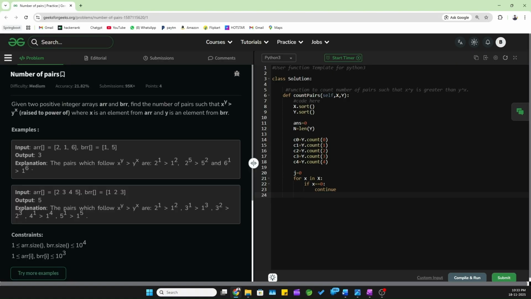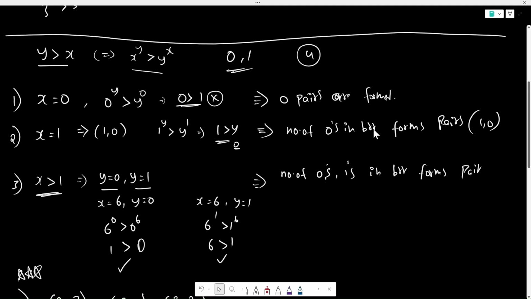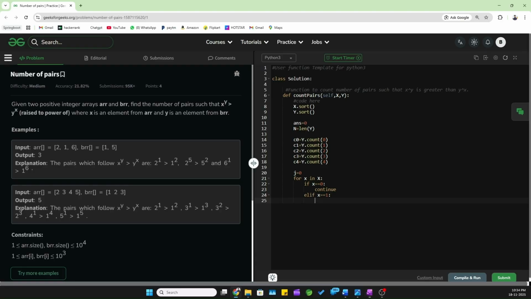So what is the next exception? If my x double equal to 1. So whenever my x equal to 1, what is the condition here? Number of zeros in BRR, that is the second array. So how to get the number of zeros? Here we have predefinedly calculated it, right? C0. So I just need to add that to my answer, C0. That's it. So after that, x equal to 0 and 1 is completed.